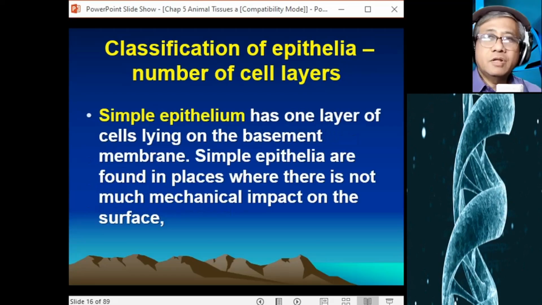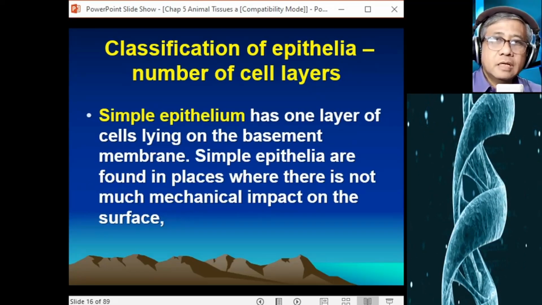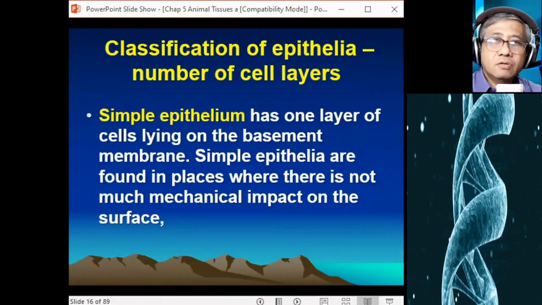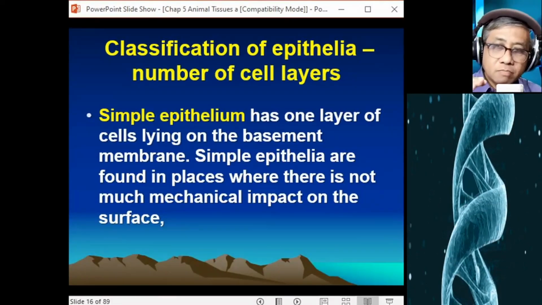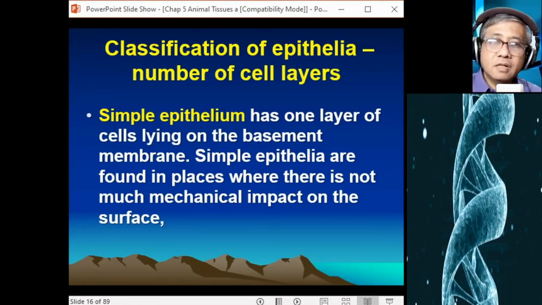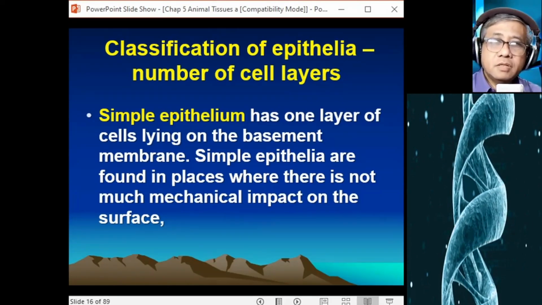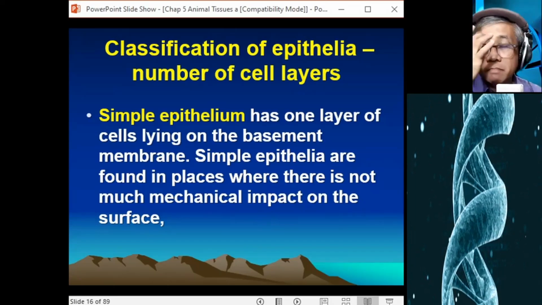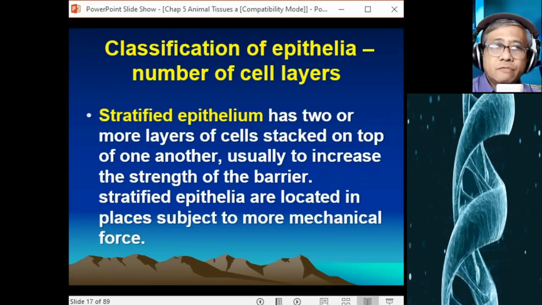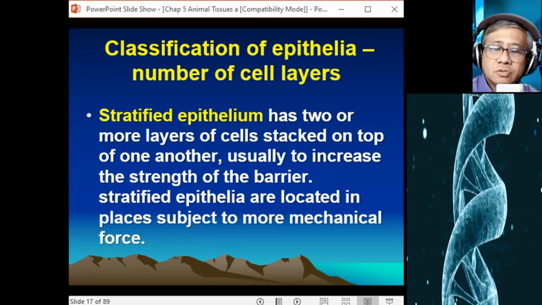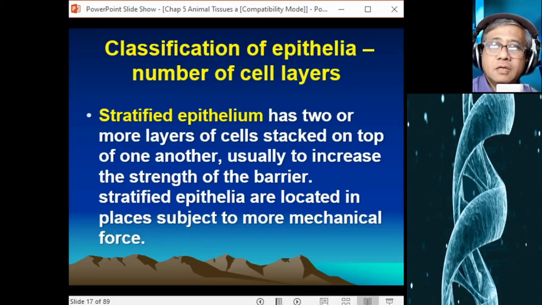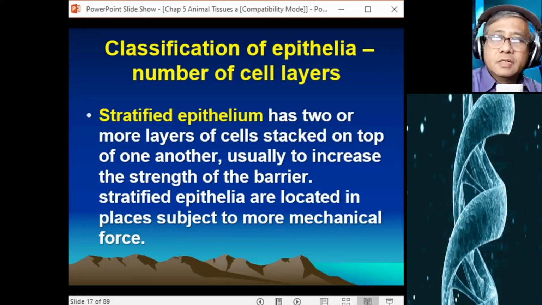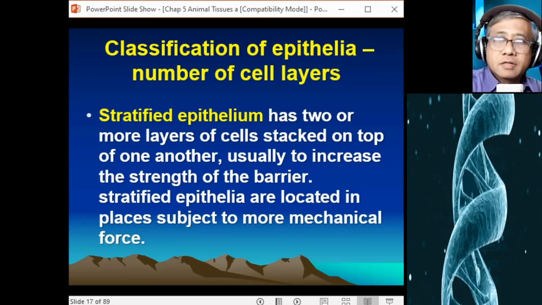Okay, for simple epithelium, like what I mentioned earlier, simple epithelium has only one layer of cells lying on the basement membrane. So may basement membrane siya, then above that we have a single layer of cells. Alright, simple epithelia are found in places where there is not much mechanical impact on the surface. So for stratified epithelium, the epithelial tissue has two or more layers of cells, alright, stacked on top of one another.